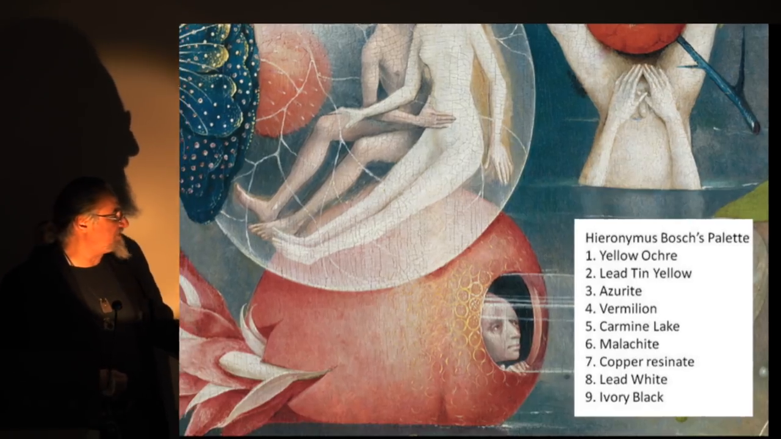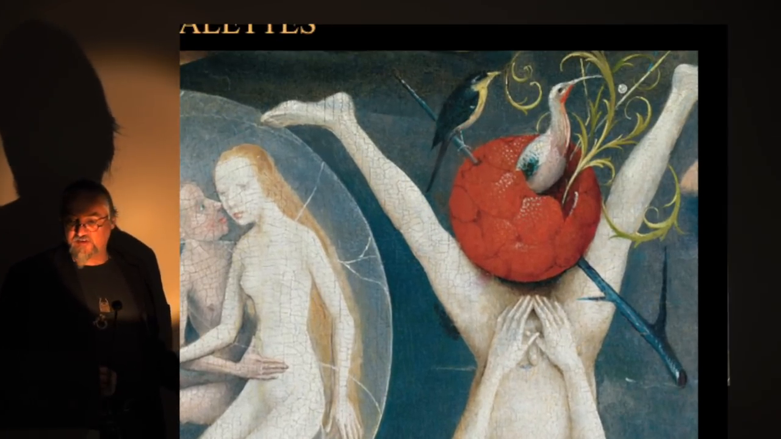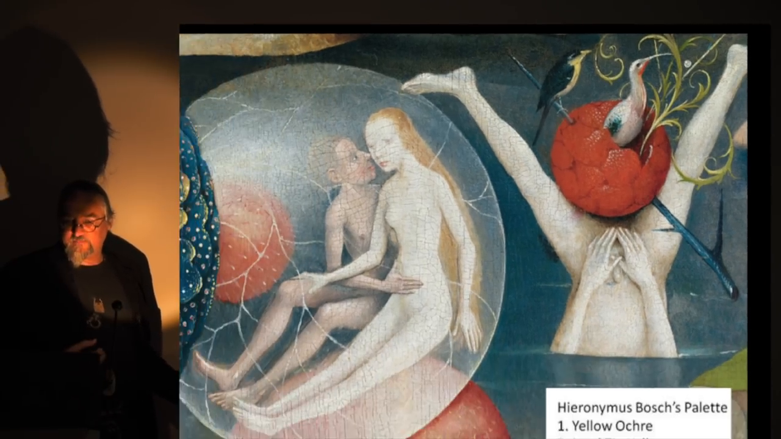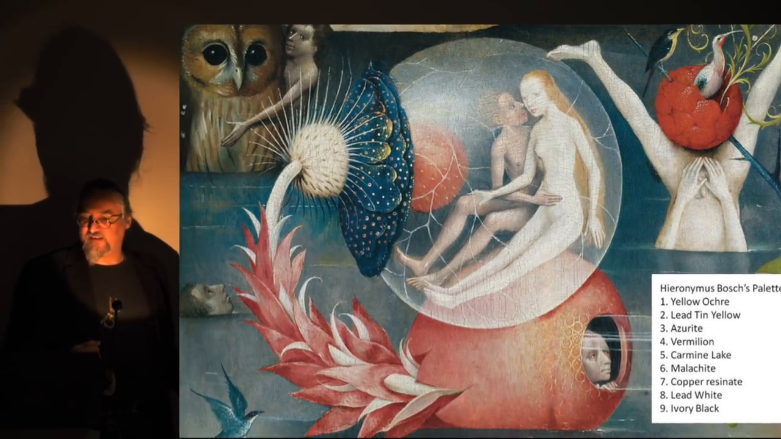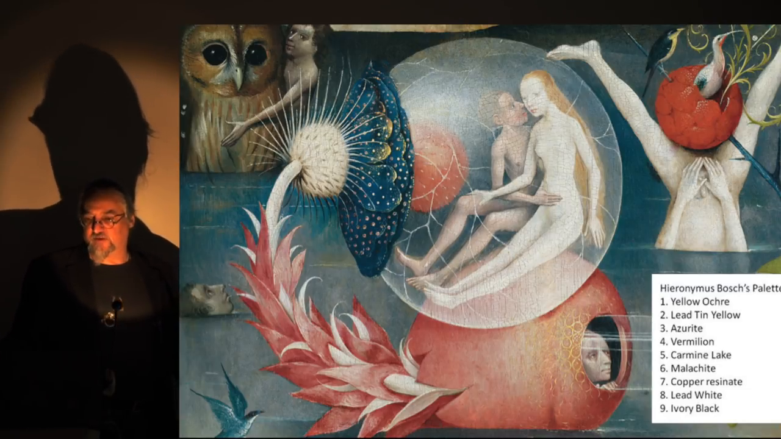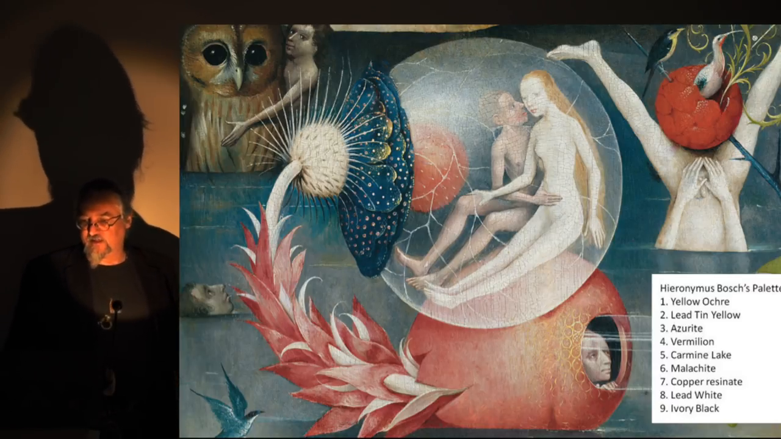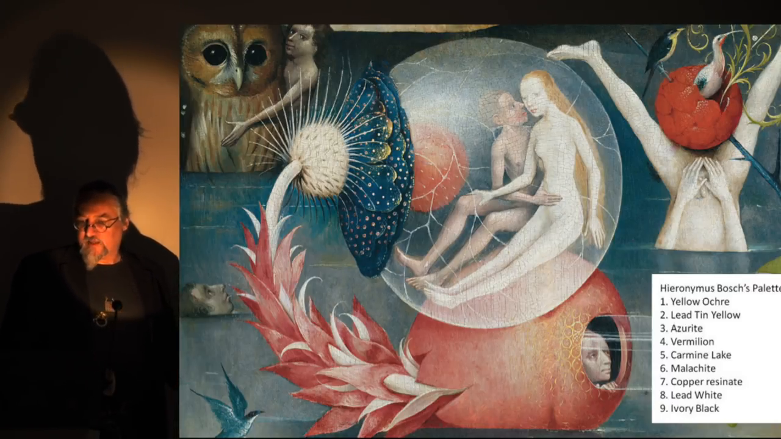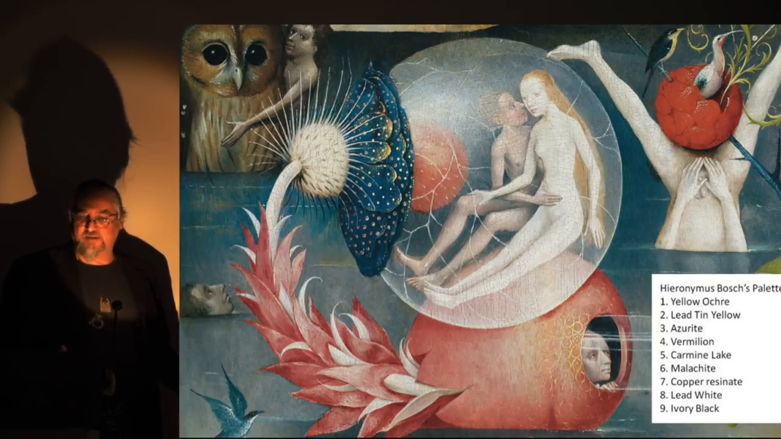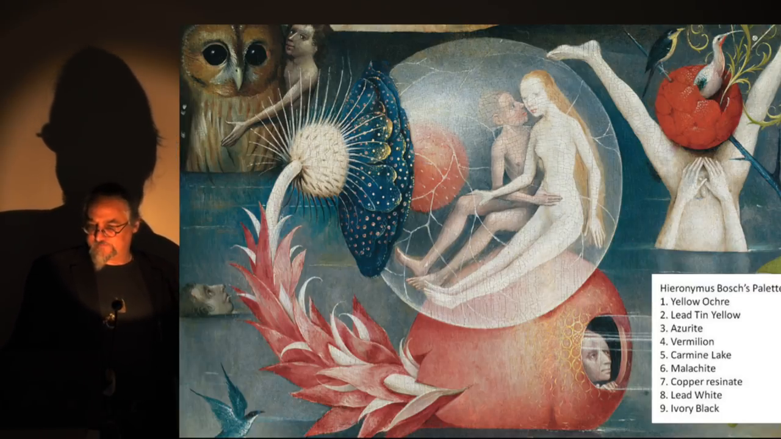You can see that this is typically a vermilion-like color, whereas the darker red that you see on the top right is more of a carmine lake. Malachite for his greens, copper resinate also for greens. Lead white. It was impossible for him to use titanium white, since it was only invented in the last century. And ivory black. So that would be your basic limited palette of a painter from this time period.